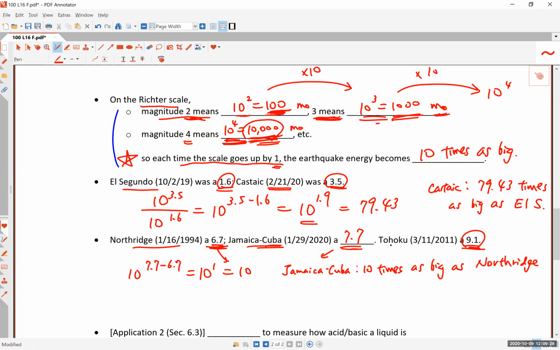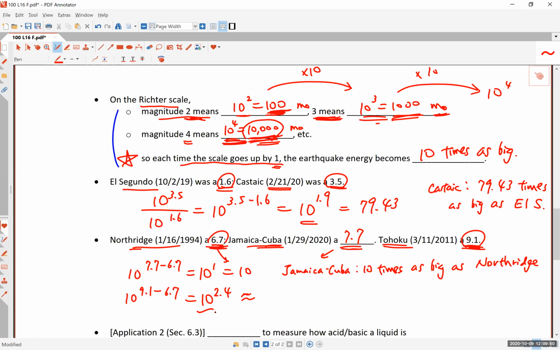All right, let's compare the Tohoku with the Northridge. So that would be 9.1 minus 6.7, right? And so that's 2.4. The difference in the Richter scale reading is only 2.4. But remember what you have to do with it. It's 10 to the power of 2.4, not 10 times 2.4. 10 to the power of 2.4.